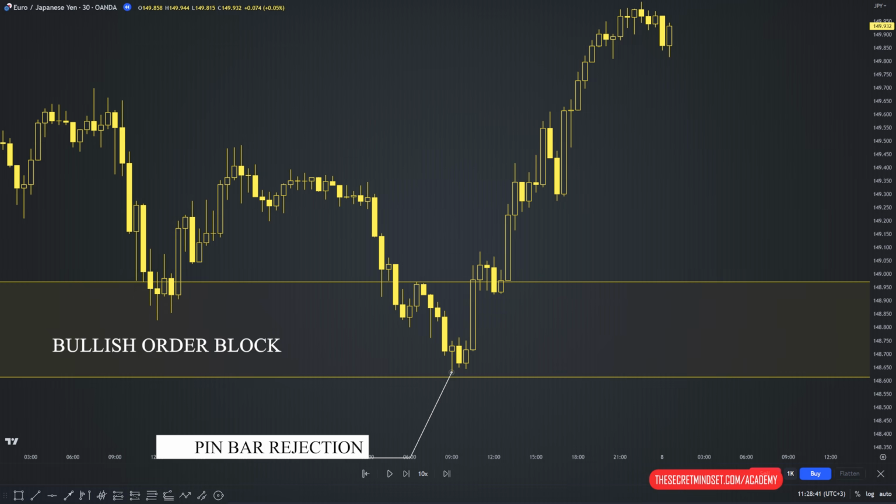To trade this setup, you would follow the same approach as before. You would have entered a buy trade once the pin bar has closed, placing the stop loss below the low of the pin bar.